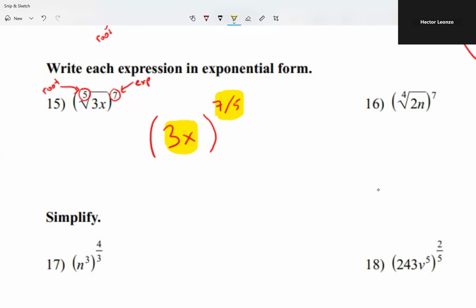Notice how I wrote this as 7/5. I don't want to see decimals, right? I'm giving this to you as a fraction. Leave it as a fraction.